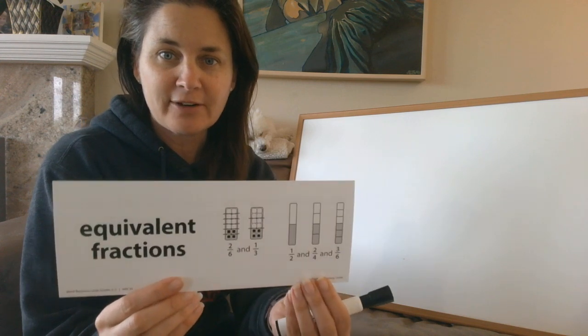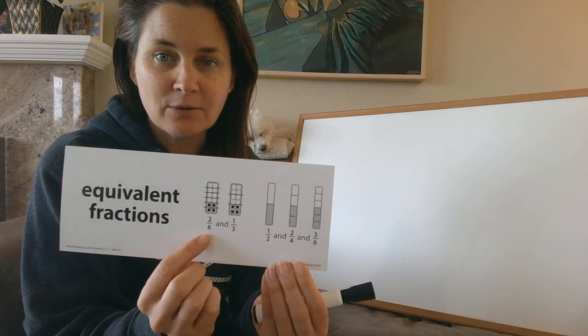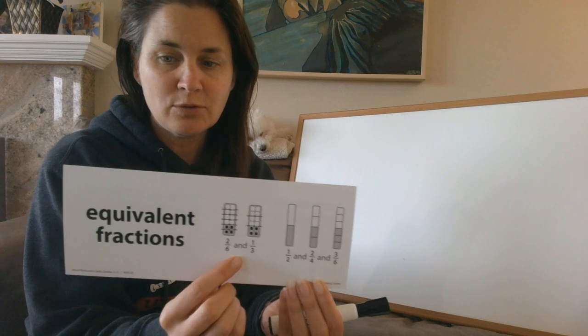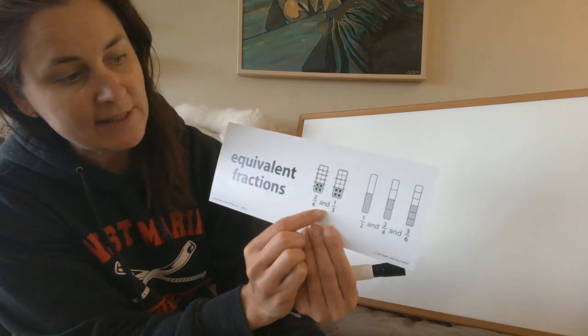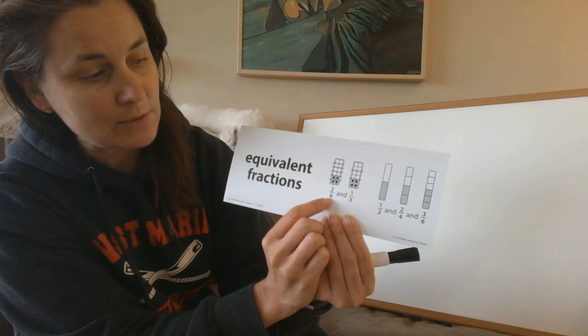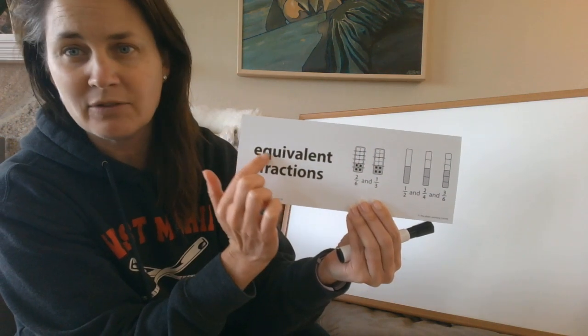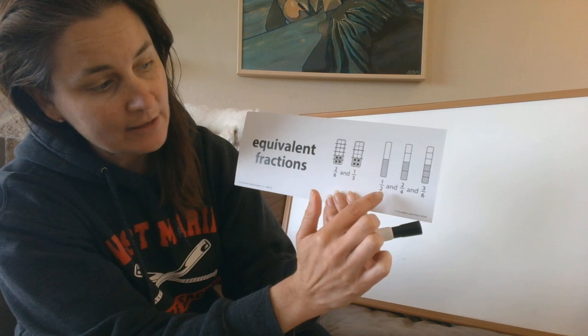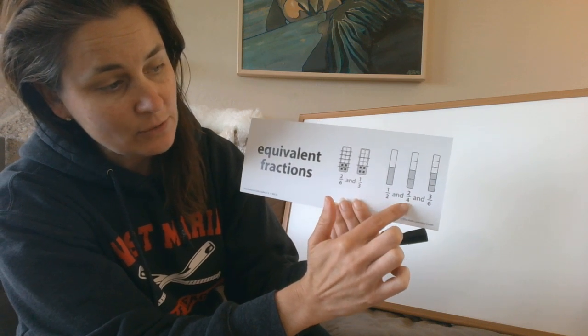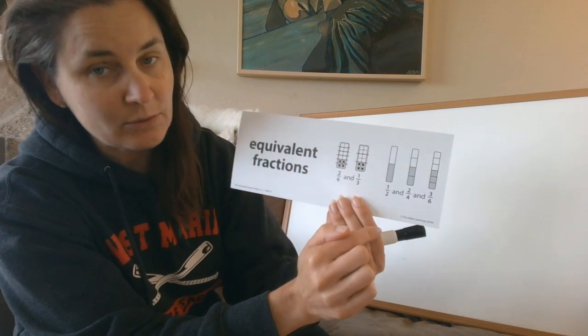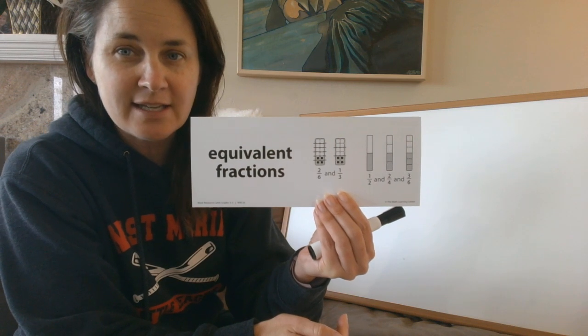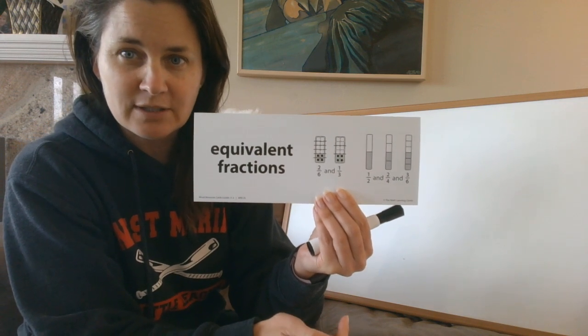Here's our vocabulary card, and it shows you how you can have two different fractions that represent the same amount. Like 2/6 is the same as 1/3. It's equivalent. Think of the word equal. And 1/2 and 2/4 and 3/6, those are all equivalent fractions. And I'm going to tell you how this works.